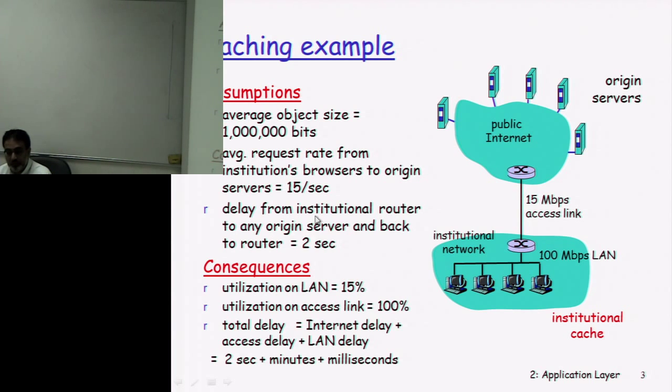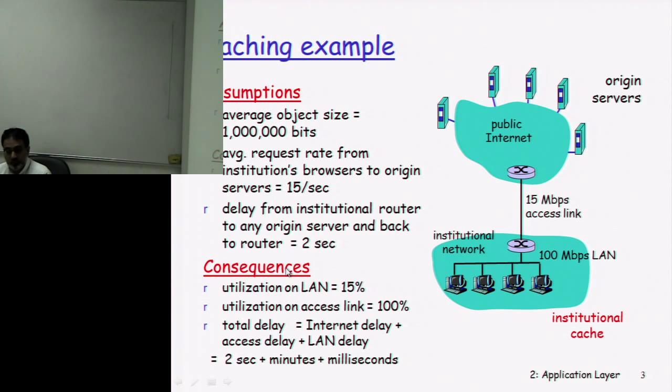The delay from the institution router to any of the origin servers and back to the router is 2 seconds. So this is the internet delay, because definitely it will go through multiple hops and reach the origin server, and the reply will be sent from the origin server to the ISP router, and from the ISP router to our institution's router. Okay, so this is the internet delay, which is 2 seconds.